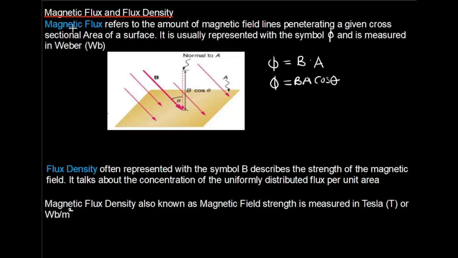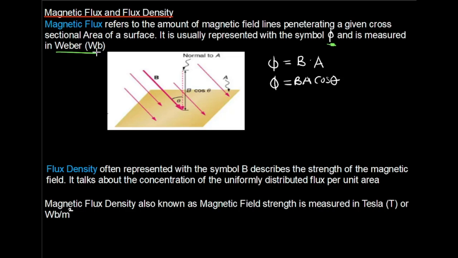Alright, in this video we're going to be talking about magnetic flux and flux density. Now first, magnetic flux refers to the amount of magnetic field lines penetrating a given cross-sectional area of a surface, and it is usually represented with the symbol phi. This is a Greek alphabet phi, and you need to know that magnetic flux is measured in Weber. This is the unit of measurement of magnetic flux.